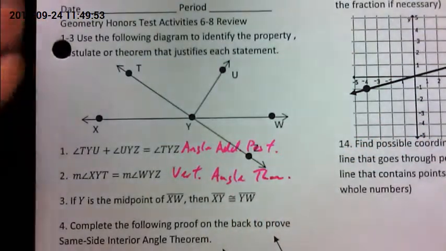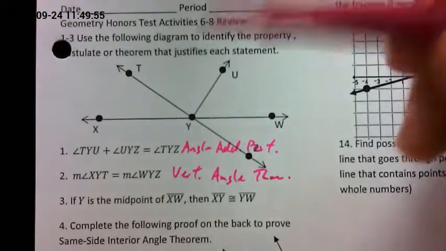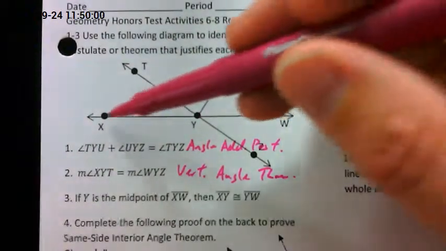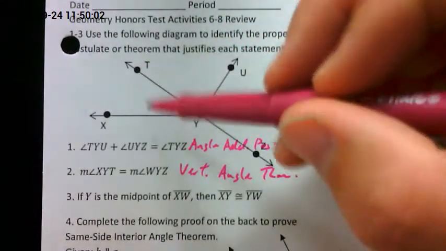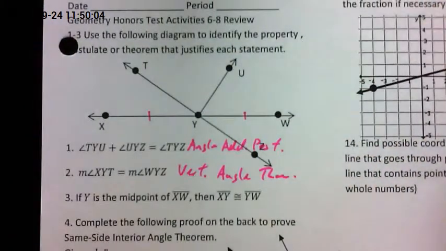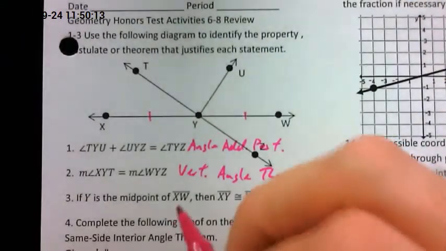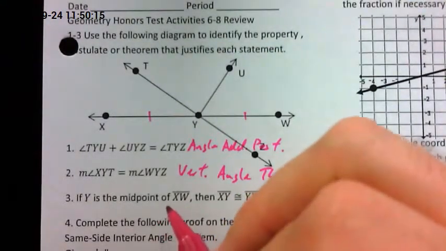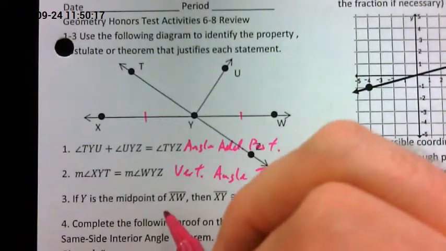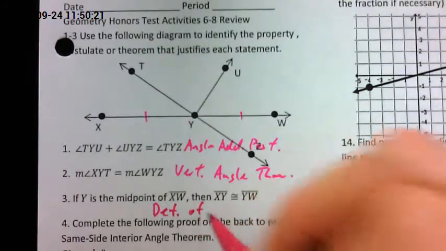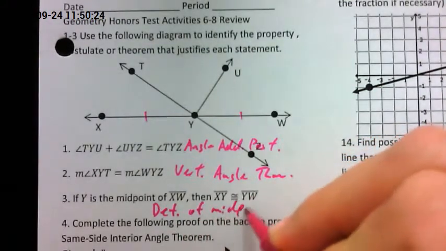Alright, number 3. If Y is the midpoint of XW, so this line here, then these 2 would be congruent. What tells us that? Definition of a midpoint. If we know we have a midpoint, then we know it's bisecting the line into 2 congruent segments. So this would be definition of midpoint.